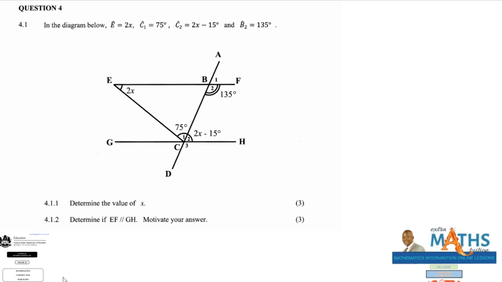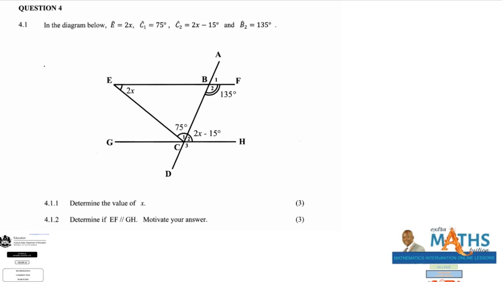Right, guys, let us do the last one now. The last one is where now we have to calculate. We have been given B1, C1, C2, and B3. For the first one, we need to determine the value of x. But on this question, our problem now is that we don't have any parallel lines, because remember that the parallel lines should be demonstrated in terms of arrows. That means we cannot work with parallel lines.